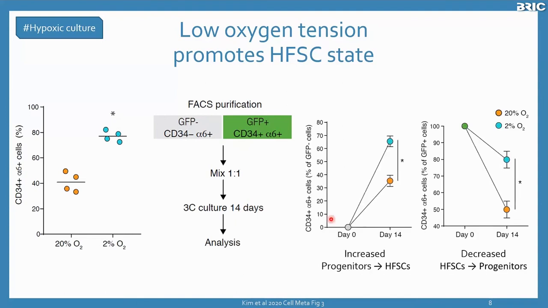So as you can see here, from day 0 to day 14, when I cultured the cells under 2% oxygen, a lot more progenitor cells converted themselves into stem cells. On the other hand, as you can see here, when we started with 100% stem cells, much fewer cells converted themselves back into progenitor cells under 2%. So this indicated that under low oxygen tension, progenitor cells favor the hair follicle stem cell fate, and hair follicle stem cells favor remaining in the hair follicle stem cell state.